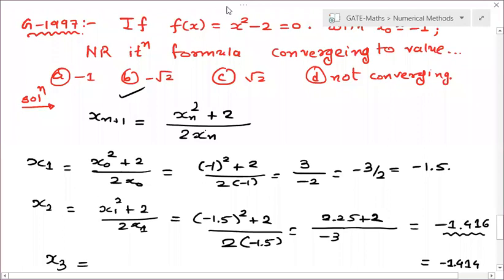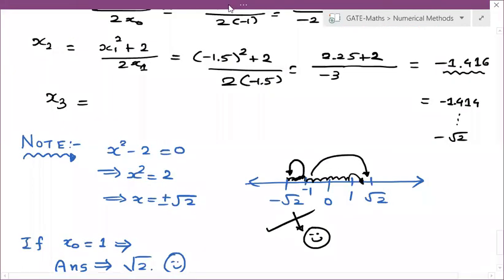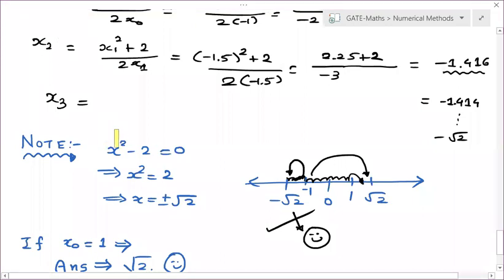See over here. In the morning, I explained what is the difference between numerical method and analytical method. Analytical methods are going to give us the exact solution. If I use the analytical method over here, x square minus 2 equal to 0, so x square will be equal to 2, and it will become plus or minus root 2. So here x is equal to plus or minus root 2. Now, what should be your answer? It all depends on your initial approximation.